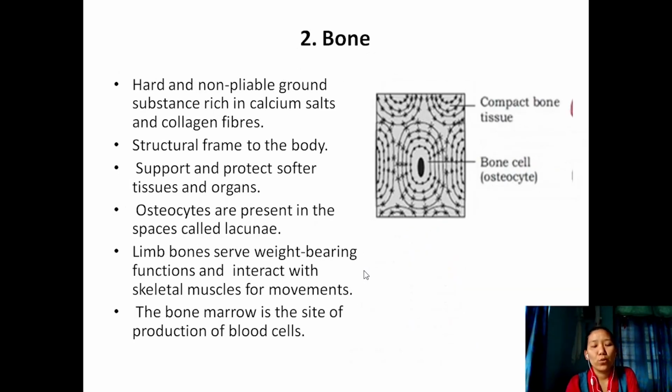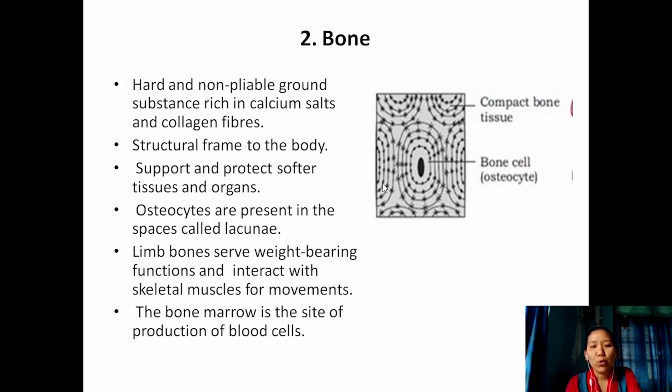Now next is bone. Unlike cartilage, bones are non-pliable. The ground substance is rich in calcium salt and collagen fiber. The bone cells are called osteocytes, and these osteocytes are present in spaces here. Bone acts as a structural frame for the body. It supports and protects the softer tissues and organs.